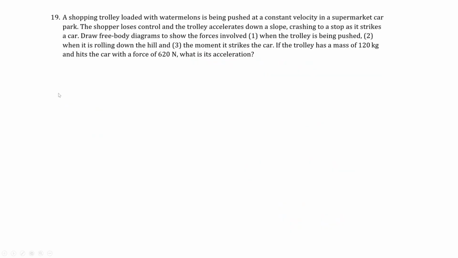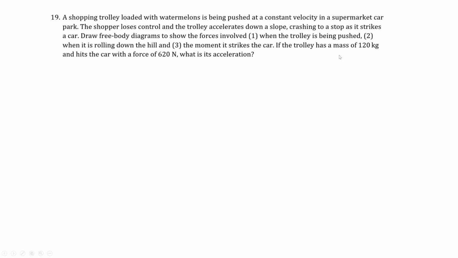Question 19. Oh, here we go. Trolley loaded with watermelons. This is usually a maths question, isn't it? Only in mathematics does somebody buy 100 watermelons. Constant velocity in a car park. The shopper loses control and the trolley accelerates down a slope, crashing to a stop as it strikes a car. Draw free body diagrams to show the forces involved. 1. When the trolley is being pushed. 2. When it's rolling down the hill. And 3. The moment it strikes the car.